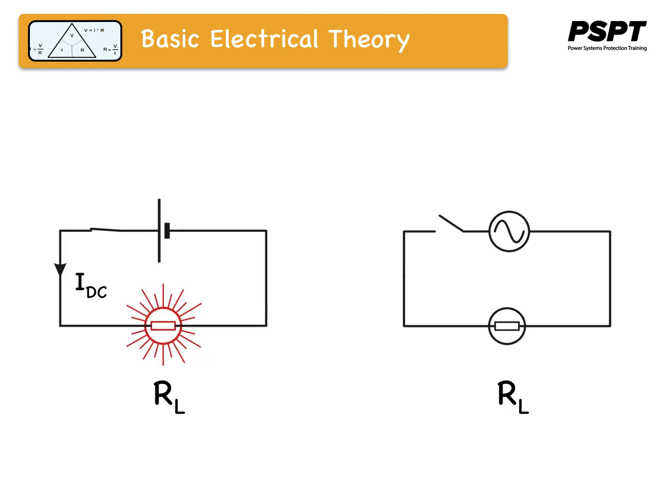If we close the switch on the DC circuit, current is going to flow through the light bulb, and the light bulb is going to light up to a certain amount of brightness depending on the amount of voltage that we apply to the circuit. And Ohm's law will just let a certain amount of current flow.